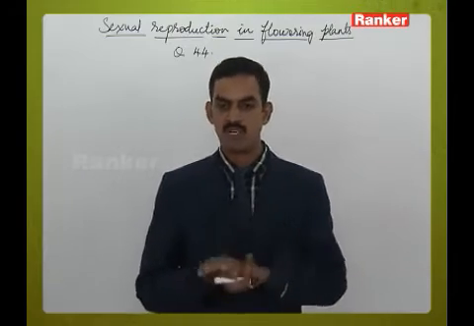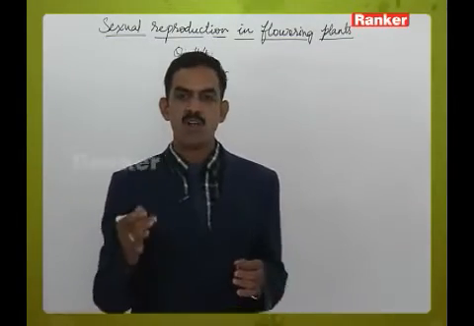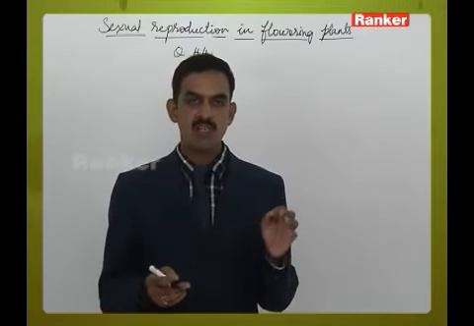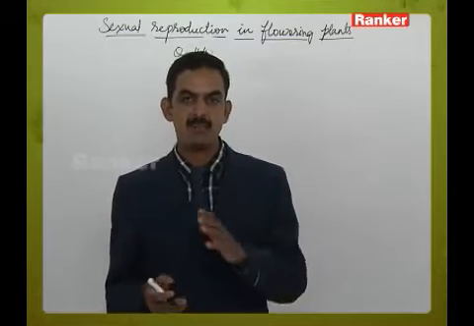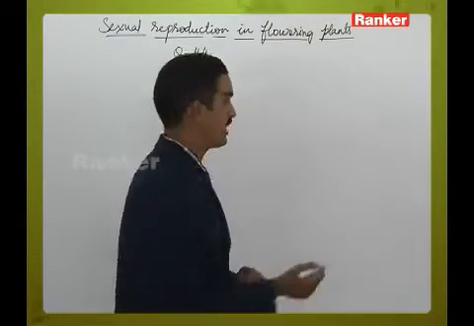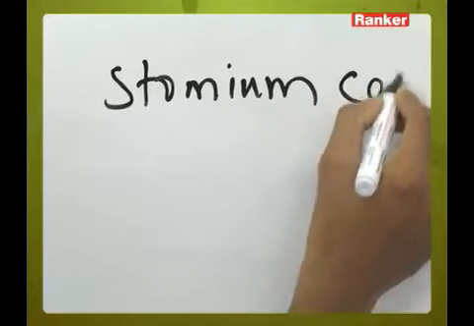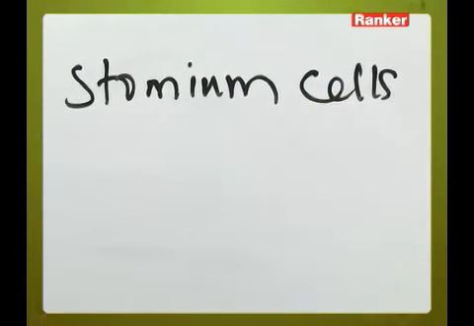Let's come to the first one, that is thin-walled cells of epidermis present between pollen sacs. The thin-walled cells which are present between the pollen sacs, which are part of the epidermis, are called stomium cells. So here the stomium cells will help in the dehiscence of anther wall. So 1 is correct.